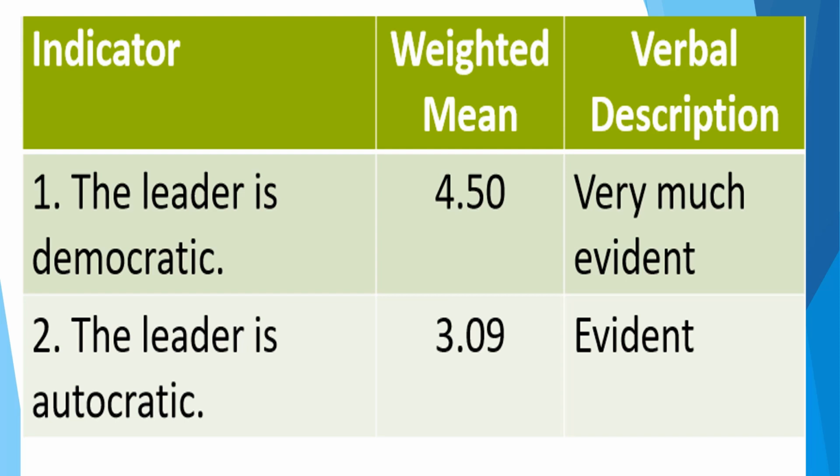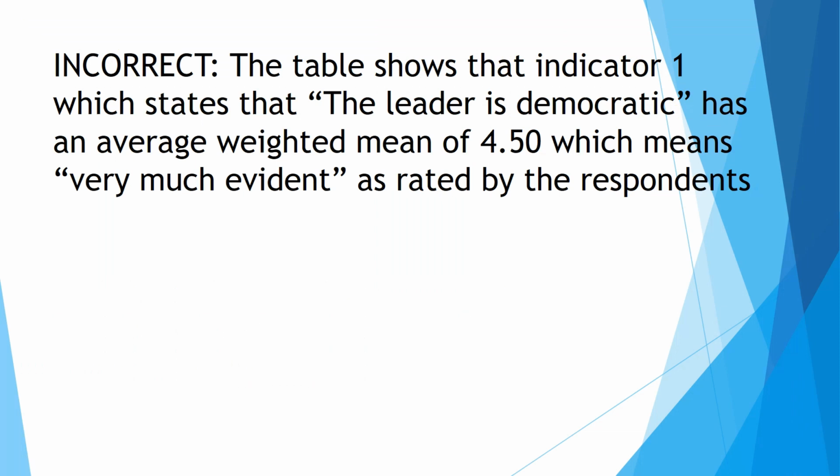Let's have this example. Focus on the indicators, the weighted mean, and of course the verbal description. Let's see if we can figure out a good analysis on this. The table shows that indicator 1, which states that the leader is democratic, has an average weighted mean of 4.50, which means very much evident, as rated by the respondents. With a given sample, what makes it incorrect? Simple. The interpretation is weak. It just presented what is obvious without even paraphrasing or giving the highlights of the data.